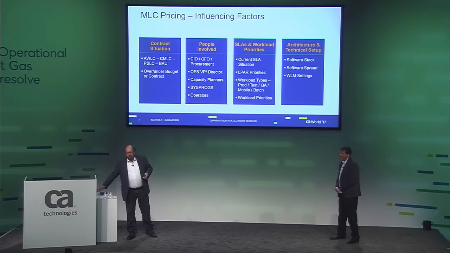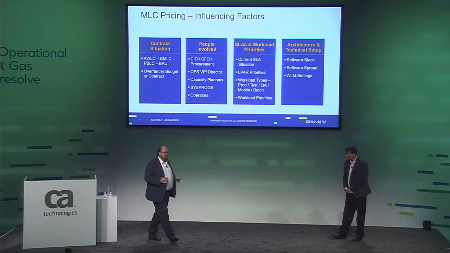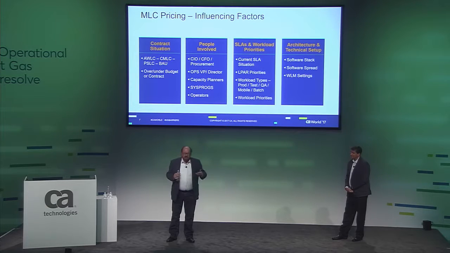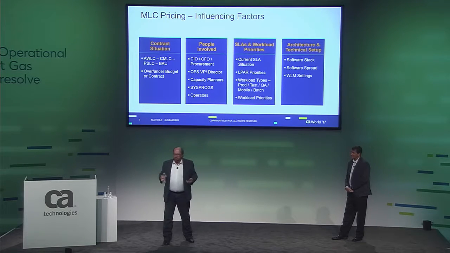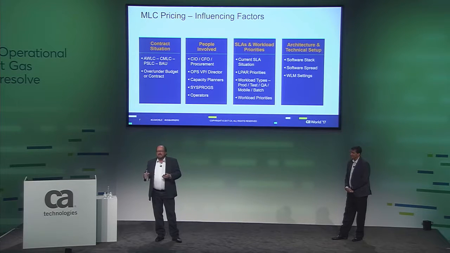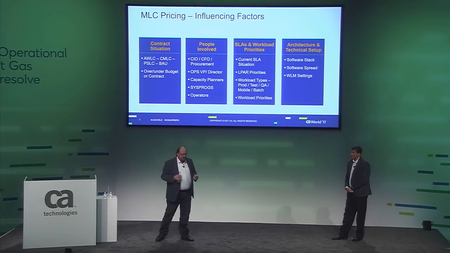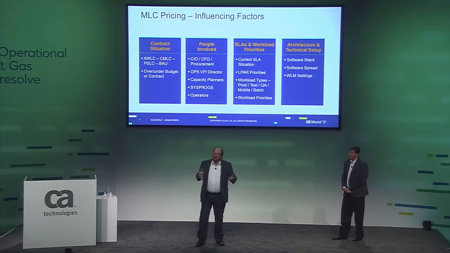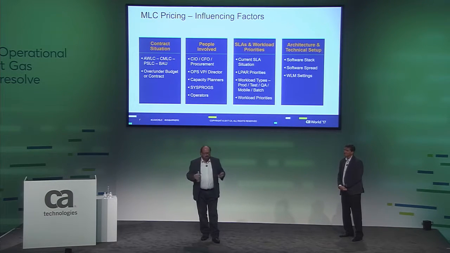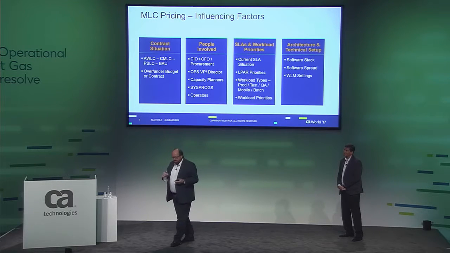Which people are involved? And that's probably one of the most difficult factors. Because if you look at all these people that are involved, the CFO, the CIO, procurement, they have a completely different view than, for instance, the Ops VP, the Ops director, capacity planners, they all have a completely different view.